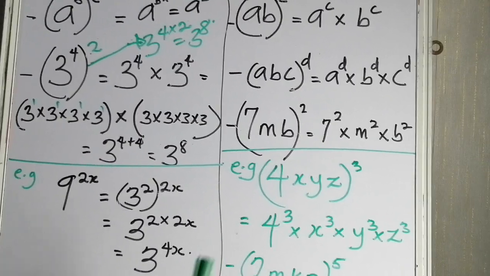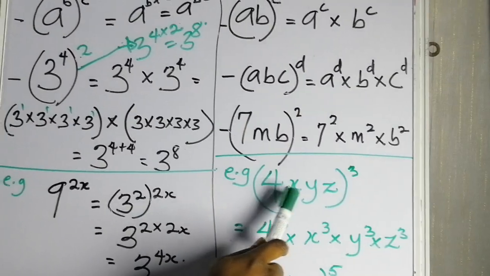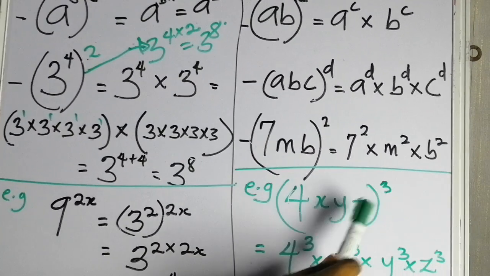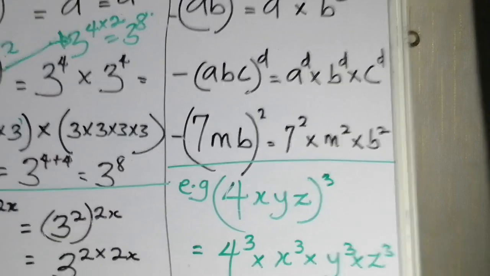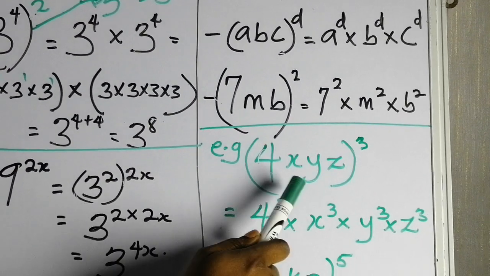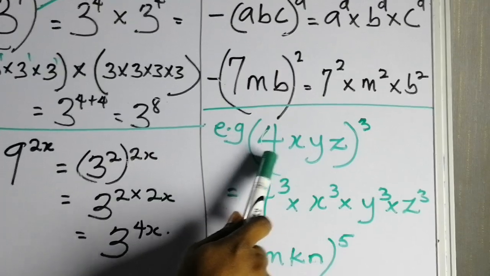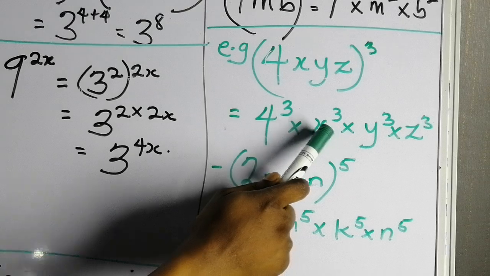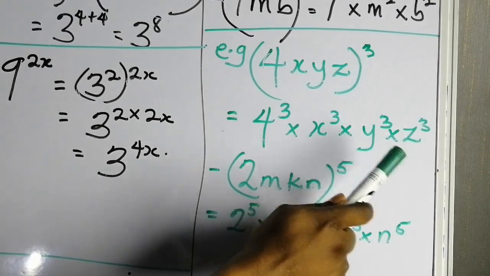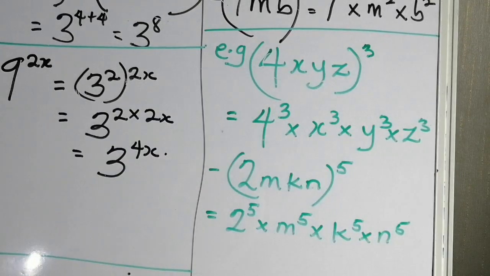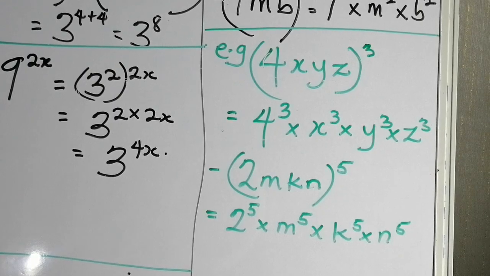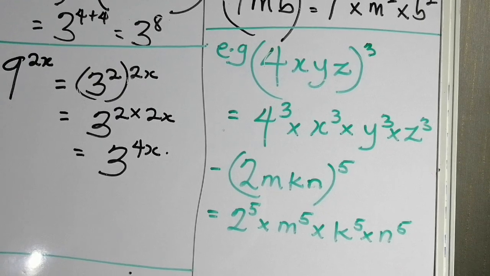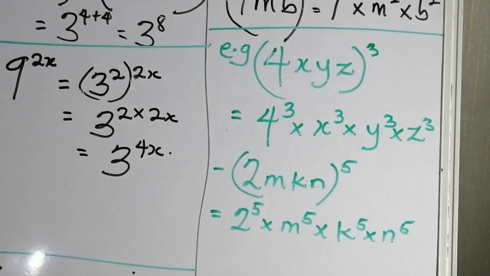Now, if you look at this one very well, 4xyz, all raised to power 3. This is an example under product power law. I will distribute this 3 across the values within the brackets: 4 raised to power 3 times x raised to power 3 times y raised to power 3 times z raised to power 3. It's as simple as that. Just know that we have power law, we have product power law. For product power law, the values in the brackets most times will not be the same. All you need to do is distribute the power across.